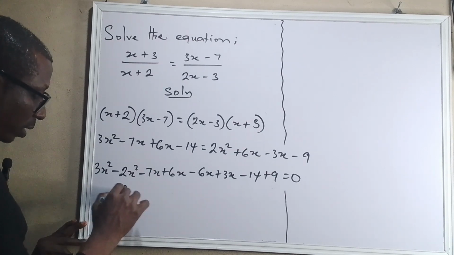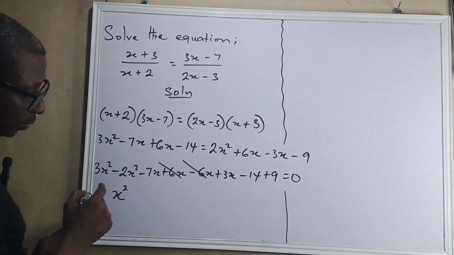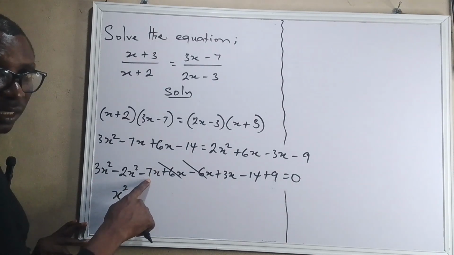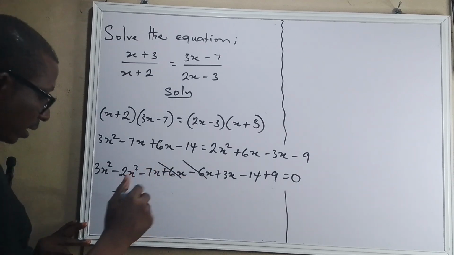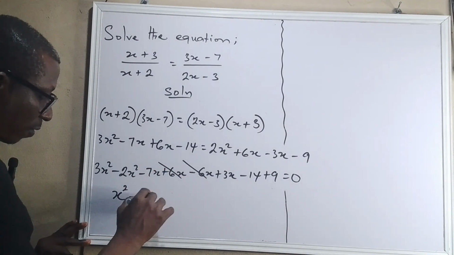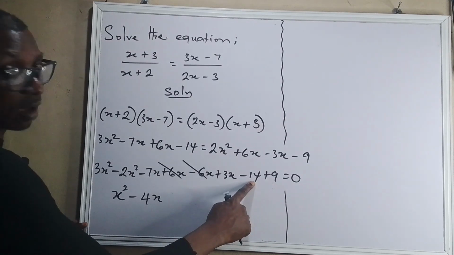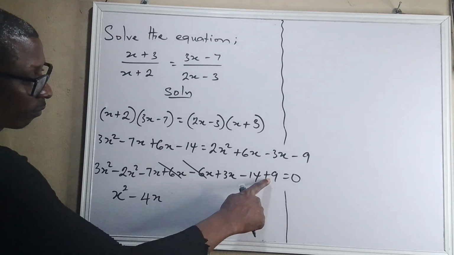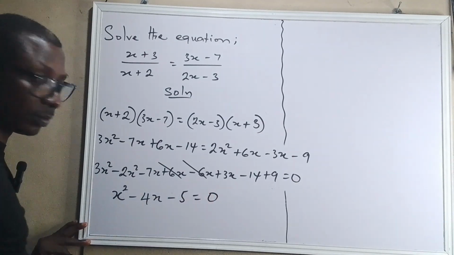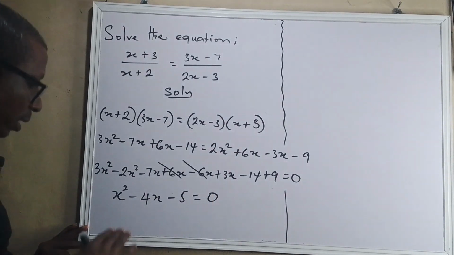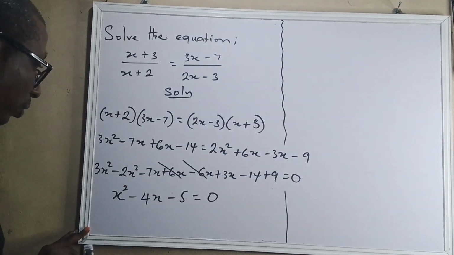We have x squared. Now let's look at this. Now this cancels this. So we now have minus 7x plus 3x. That gives you minus 4x. So we have this left. So we have minus 14 plus 9. That is minus 5 equals to 0. So now the next thing is to solve this quadratic equation.